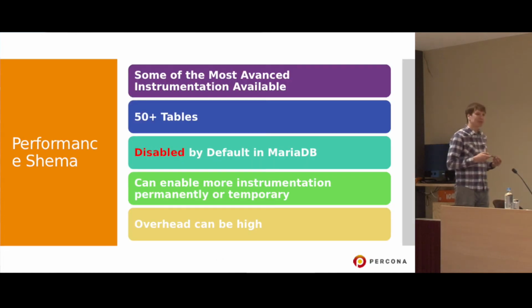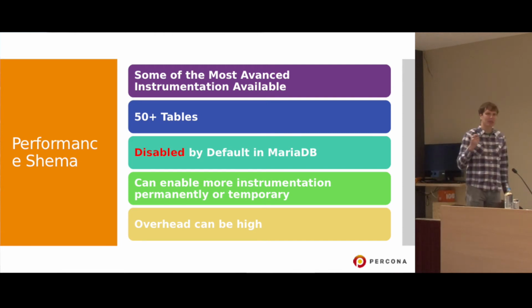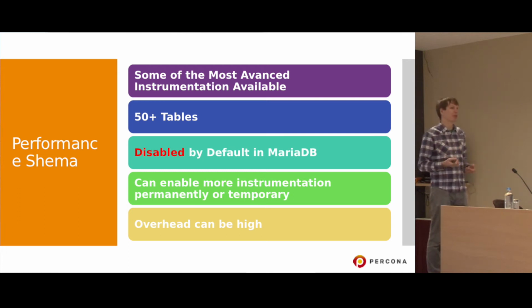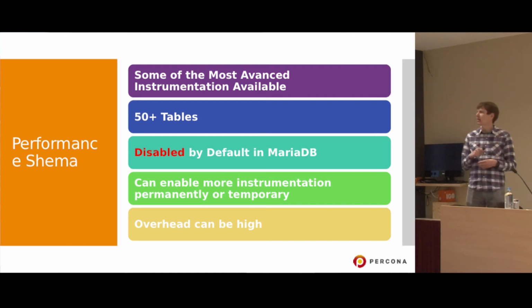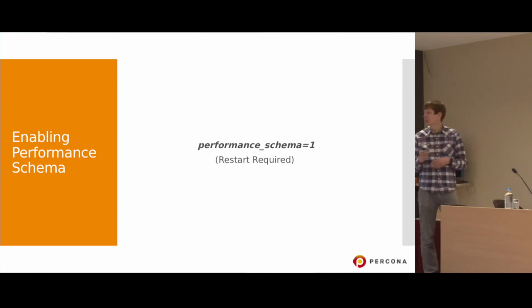Moving on to performance schema. Performance schema contains some of the most advanced instrumentation available. It has more than 50 tables, but I think it is disabled by default in MariaDB 10.4. And to enable that, you need to restart the server. So that's not something you enable online. Depending on how you enable performance schema, the overhead can go quite high, right? In a typical configuration it's 3%, but you can get 10% or more depending on what you enable and how you configure it.